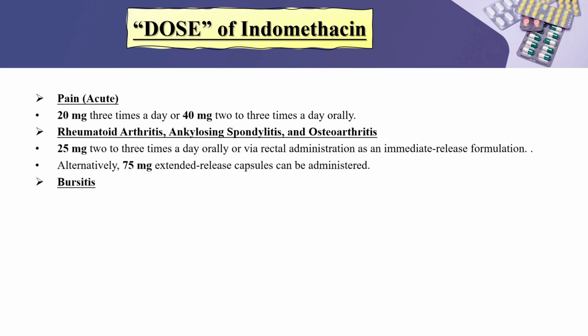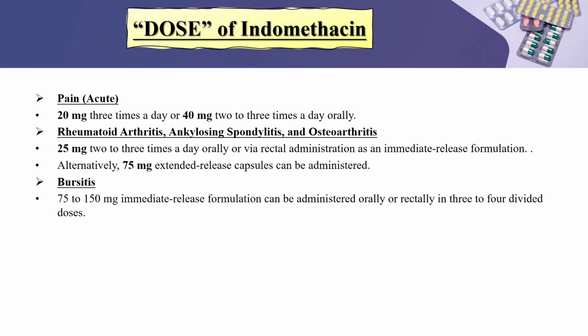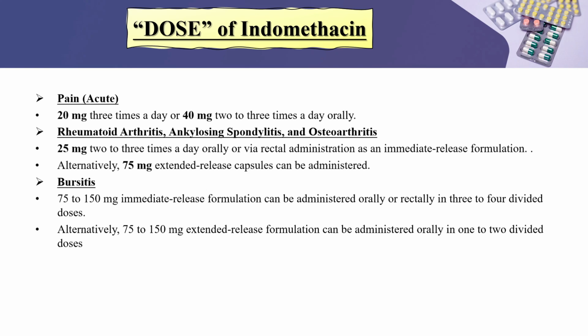Next disease is bursitis. So bursitis is basically inflammation of the bursae. The bursae are small fluid-filled pads that act as cushions between bones and tendons. The dose in case of bursitis is 75 to 150 milligrams immediate release formulation orally or rectally in 3 to 4 divided doses. Alternatively, 75 to 150 milligrams extended release formulation can be administered orally.